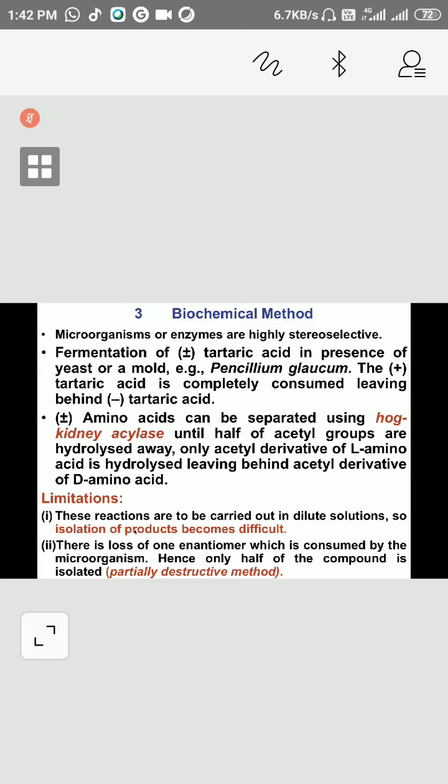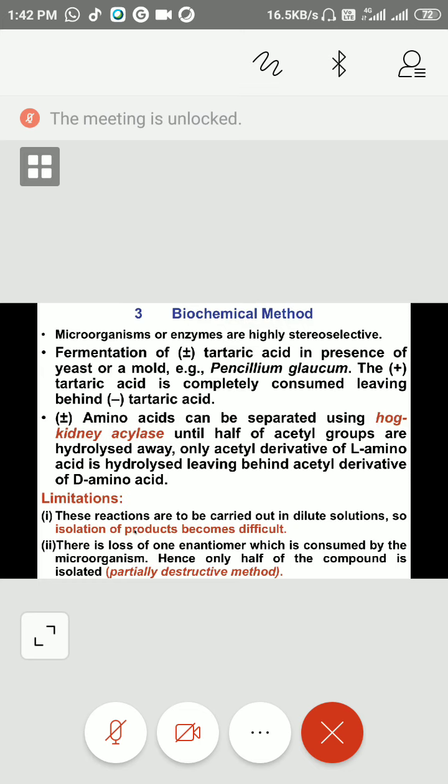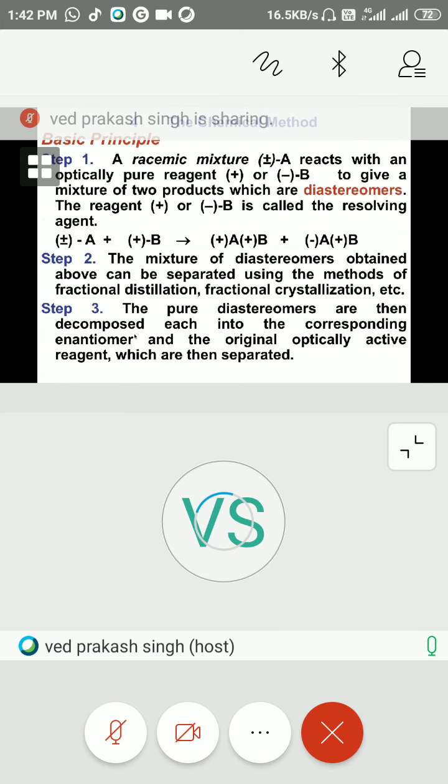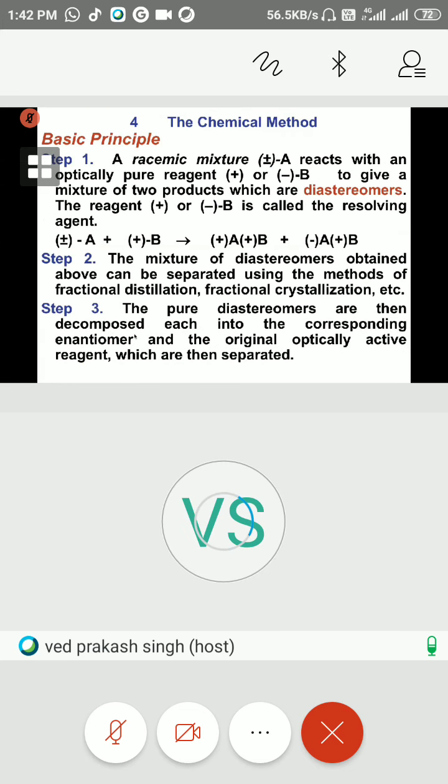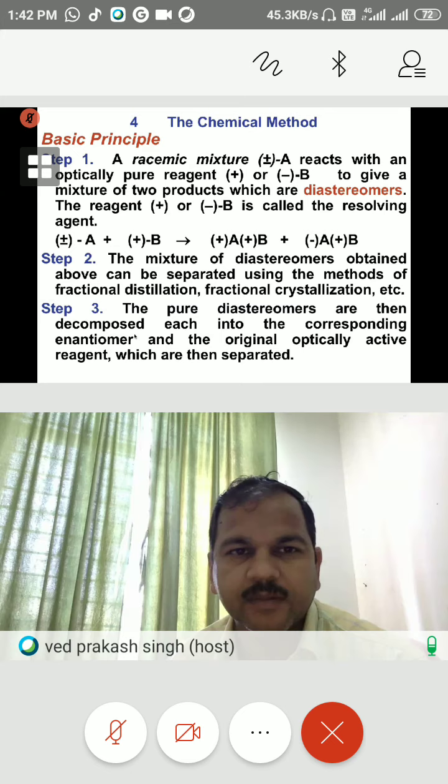But there is also some limitation in all these methods. This can be done only in dilute solution, so isolation of product becomes very difficult. I'm just giving a brief idea because this will not come in your exam. It is not in your syllabus, but you should know it for competitive exams, where it is very important. They can ask how to separate enantiomers, and if a racemic mixture is there, what the methods are. So you should know a little bit about this.